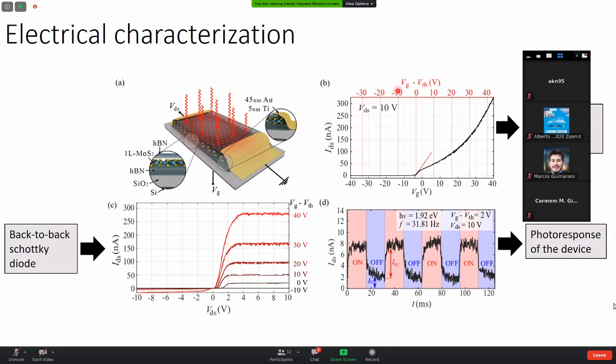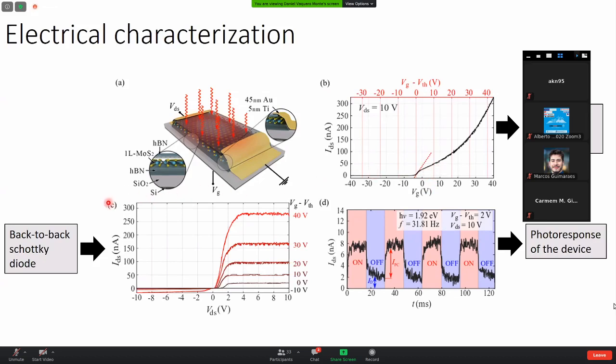In figure 1b, we observe the transfer curve of the device. We fix the source-drain voltage, and we apply different back-gate voltages through the silicon that acts as the gate. And here we observe a clear n-type transistor behavior. When the gate voltage goes over the threshold voltage, we have a very high increase of the conductivity.